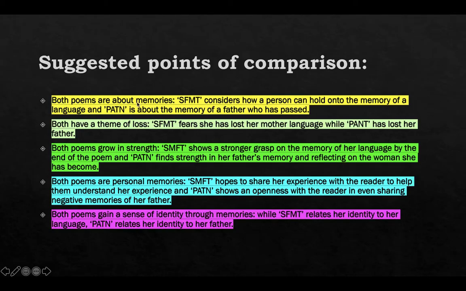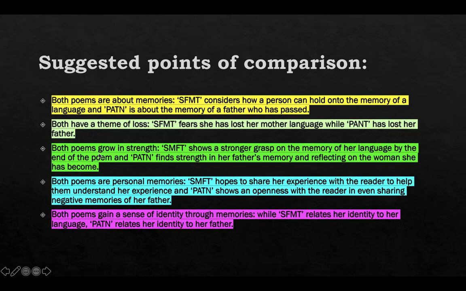So both poems are about memories. Search for My Tongue considers how a person can hold on to the memory of a language, and Poem at 39 is about the memory of a father who has passed. So they're different memories, but they are about holding on to memories. Both have a theme of loss. Search for My Tongue fears she has lost her mother language, while Poem at 39 has lost her father.